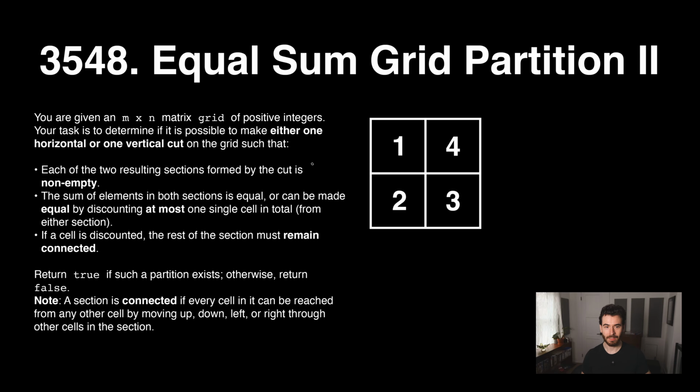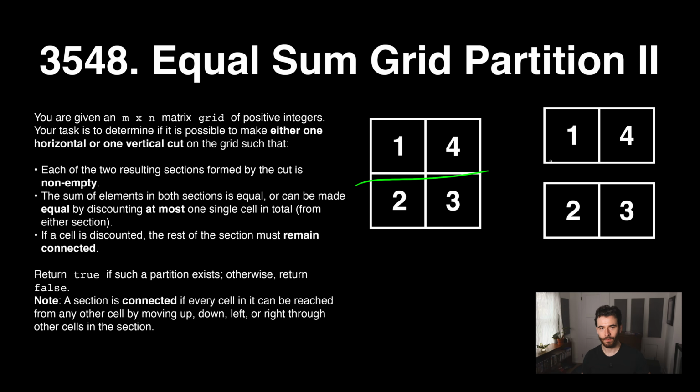So in this problem, we're given a grid of positive integers, and we want to see if it's possible to make a single cut on the grid either vertically or horizontally where the sum of the elements in those two sections are equal to each other. So if we take this 2x2 grid for an example and we were to split it horizontally, what we'd end up with is two smaller sections that look like this. And if we were to add up the sums of these two sections, we have 1 plus 4 is 5, 2 plus 3 is 5. Those two sections have an equal sum, and therefore we would be able to return true because we were able to find a partition where the two sections have an equal sum.